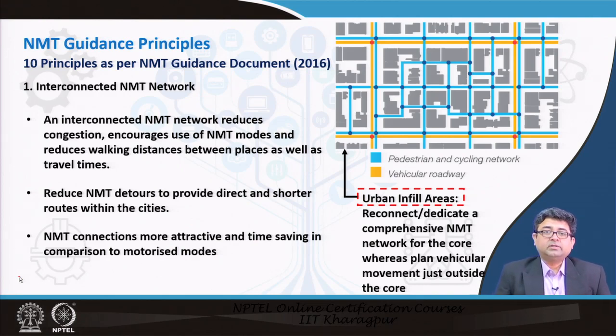Now getting into the first one, which is the interconnected NMT network. If you ask a pedestrian or a bicyclist why they don't often walk or bicycle, one of the reasons they will let you know is that there are interrupted facilities everywhere. There is, for example, not a continuous sidewalk available from here to where I am trying to go, or the roads that are connected from my origin to my destination are not suitable for bicycling. So what they are meaning to say is that if you provide me a continuous interconnected network, then I would be more likely to walk or bicycle or use some other forms of non-motorized transport.